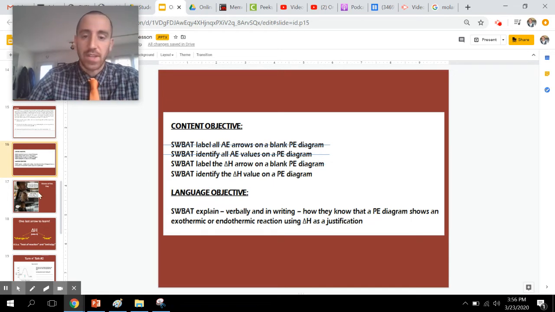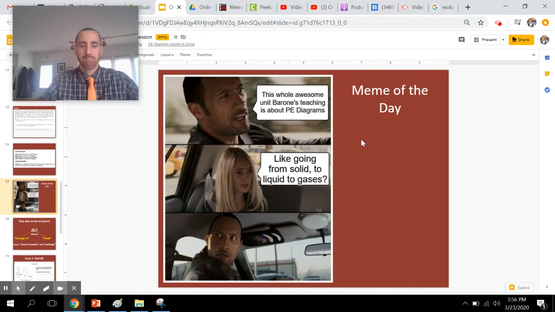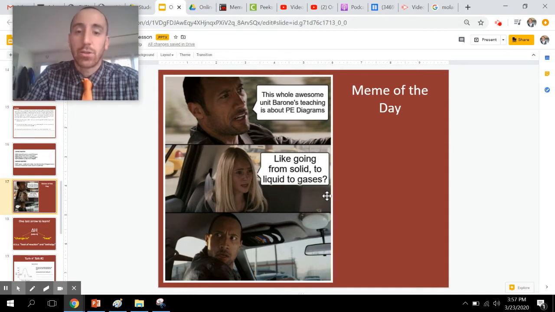All right, here is your meme of the day. There you go. Hopefully you found it funny, because this is all about PE diagrams in this unit, not phase change diagrams. Phase change diagrams are those steps that go up like steps and they go from solid to liquid to gas. Don't confuse those with potential energy diagrams. We have been looking at potential energy diagrams, and we will continue to do so.